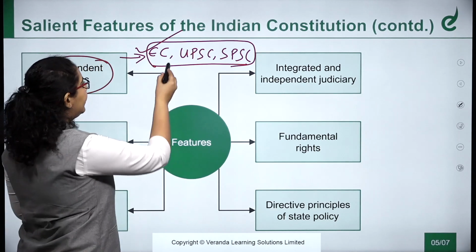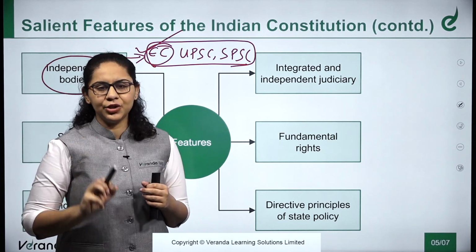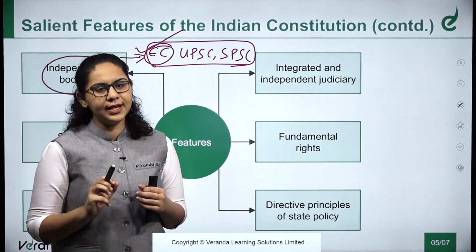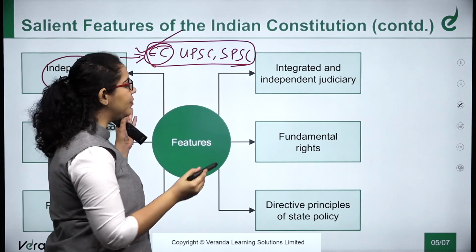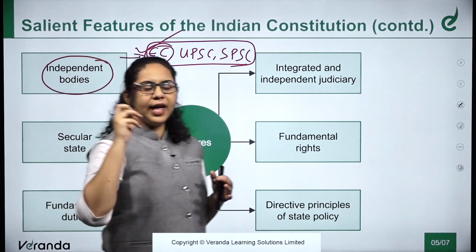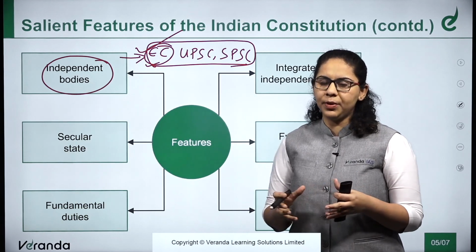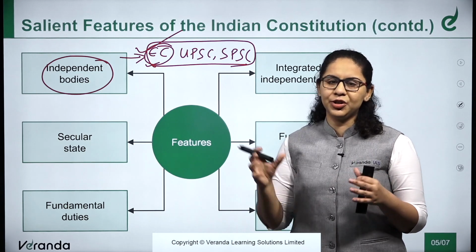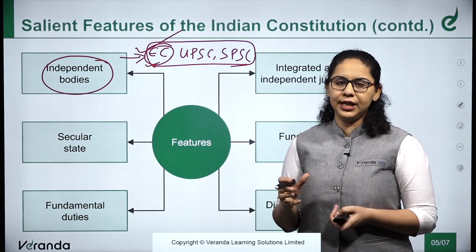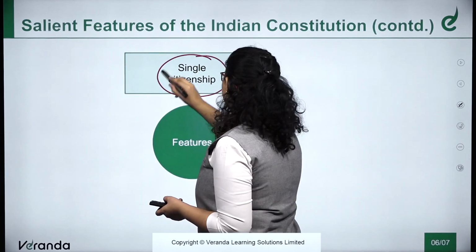Why? Because let us take an example of the Election Commission. The Election Commission is the body which conducts elections in India at the central level and state legislature level. So if the Election Commission is not independent, if it has some influences, it will not be able to work in a proper manner, and hence free and fair elections in India will not be a reality.